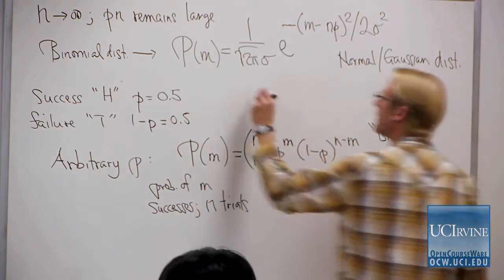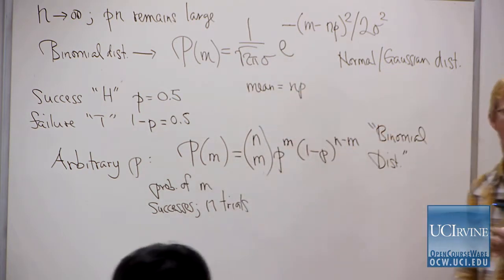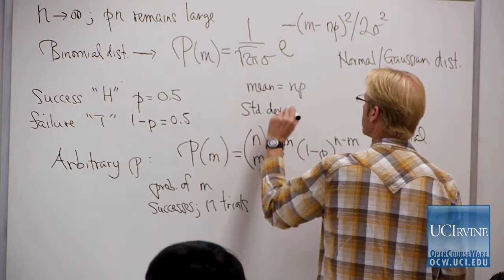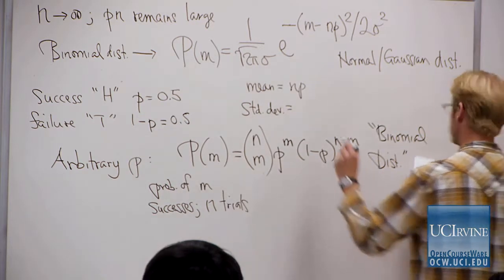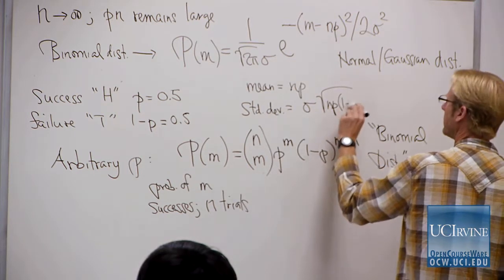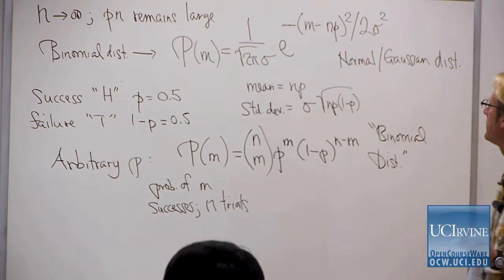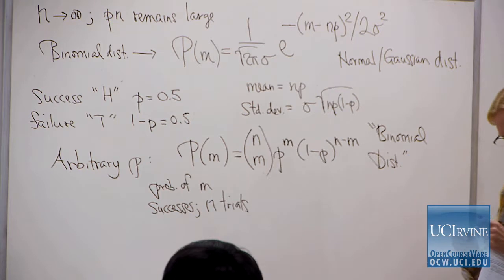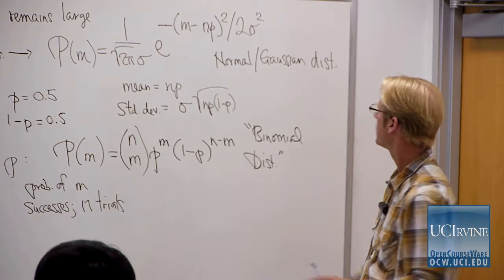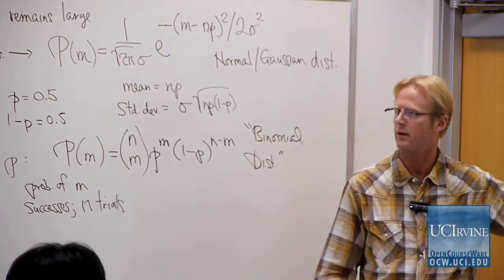And it has a mean, n times p, which is also equal to its maximum value. And the standard deviation is what sigma represents. Sorry about the squeaks. So that's square root of np times 1 minus p. Okay? So this is the standard deviation of this distribution, and its mean occurs at n times p. All right, so now let's look at this. This is what's called the discrete Gaussian or normal distribution, because m is an integer. We'll talk about the continuous one in a minute.